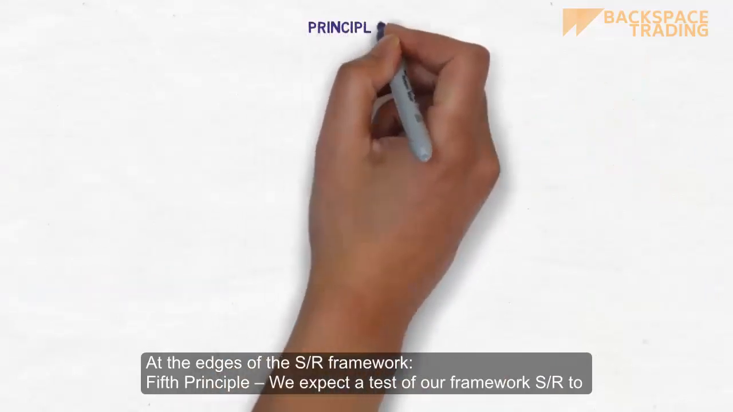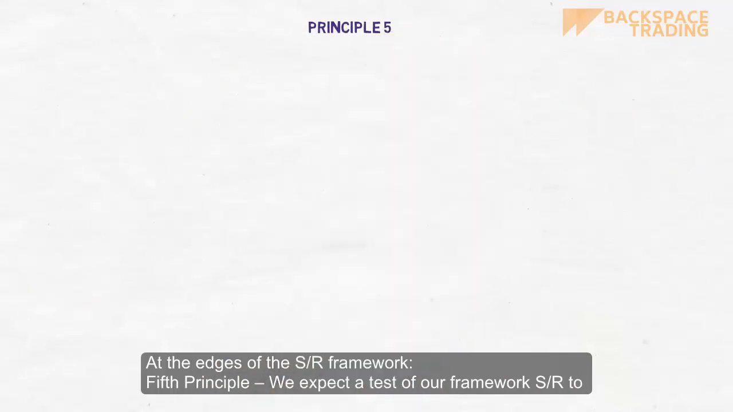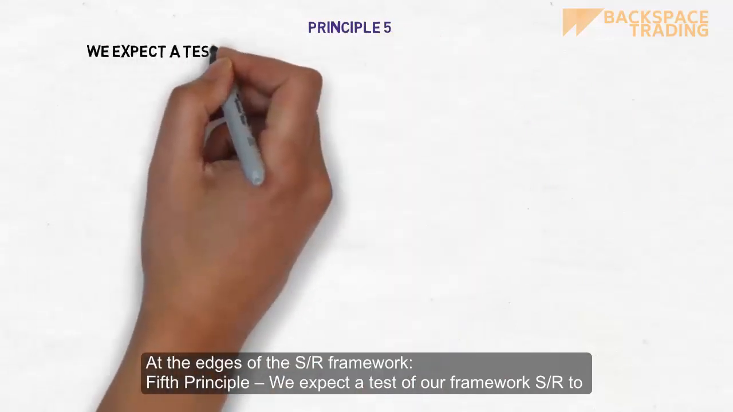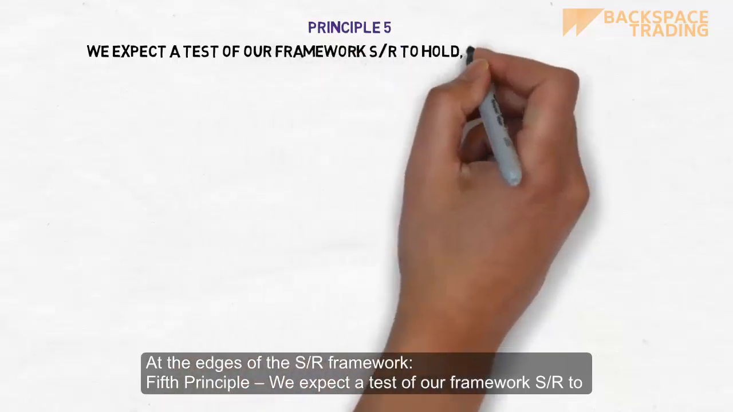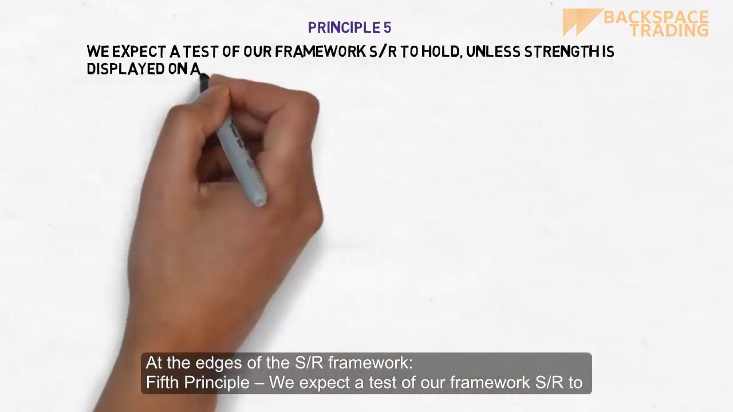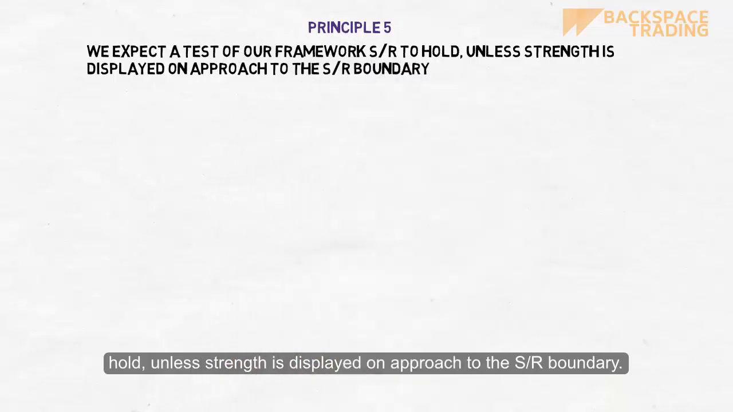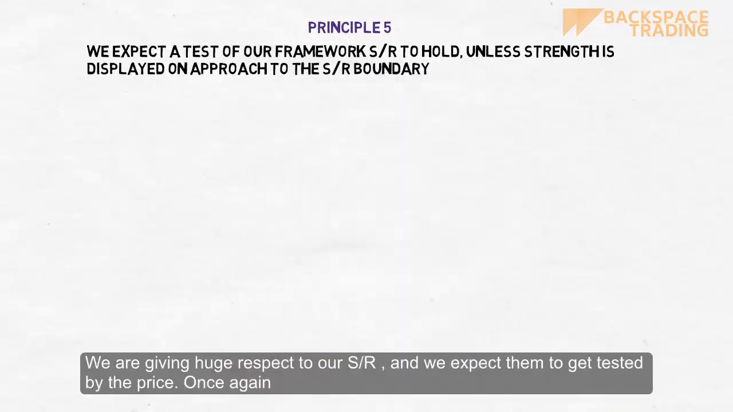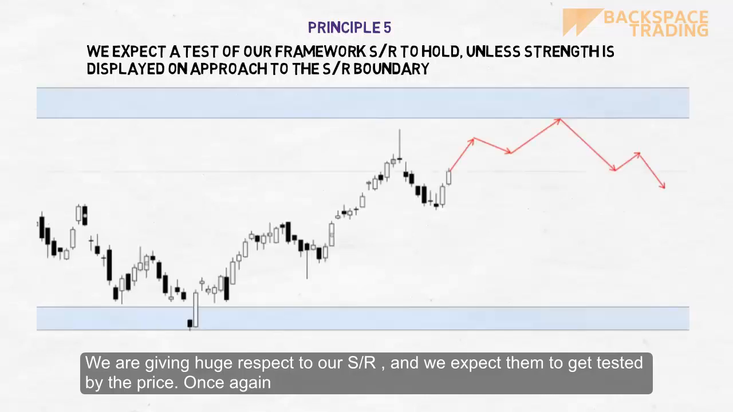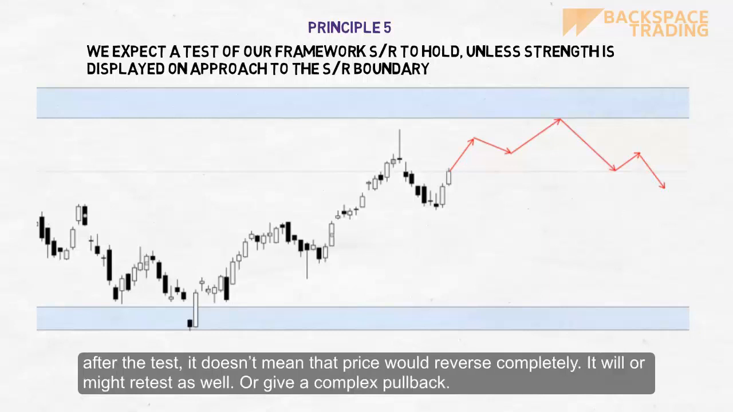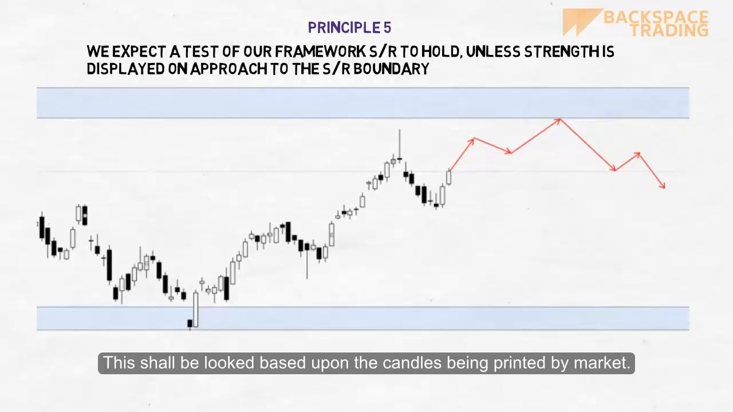Now we have the fifth principle. These are along the edges of the support and resistance framework. We expect a test of our framework support or resistance to hold unless strength is displayed on approach. We are giving huge respect to our support and resistance, and we expect them to get tested by the price. Once again, after the test, it doesn't mean price would reverse completely. It might retest again, or it can give a complex pullback. Okay, this shall be judged based upon the candles being printed by the market.